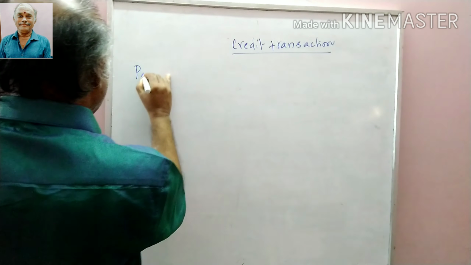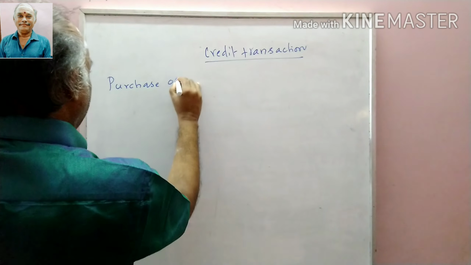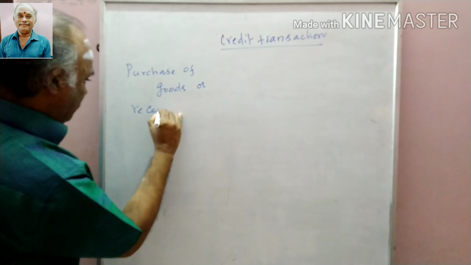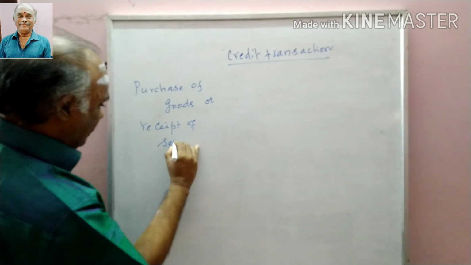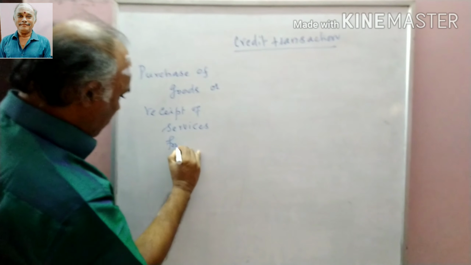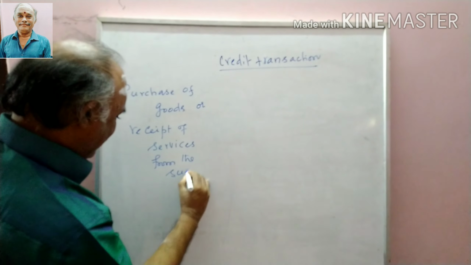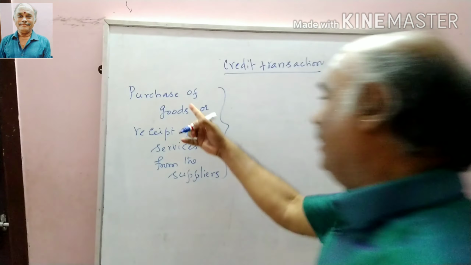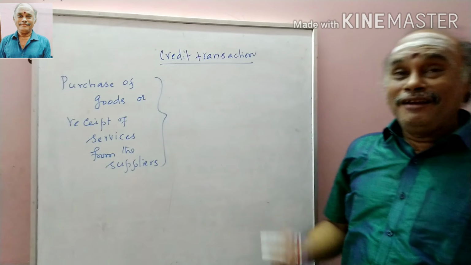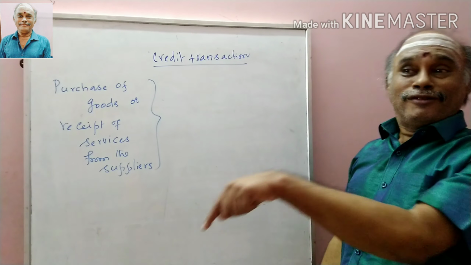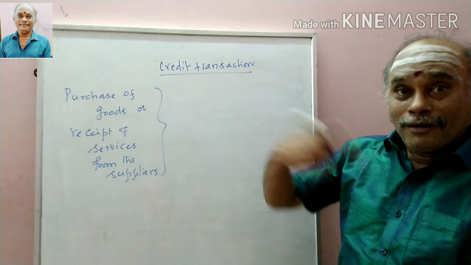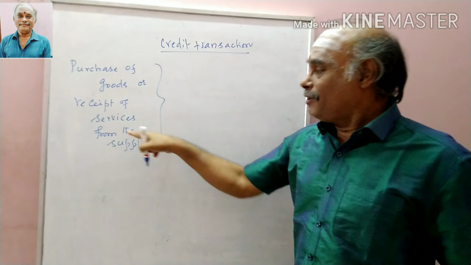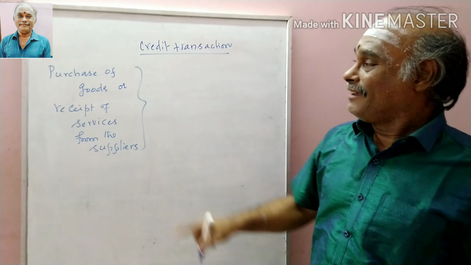Here, purchase of goods or receipt of services from the suppliers. So this is the opposite of what we have done earlier. In the earlier one, what did we say? Sale of goods and rendering of services. We are giving services to them. But here it is the other way around. Purchase of goods or receipt of services from the suppliers. So they are the givers here.